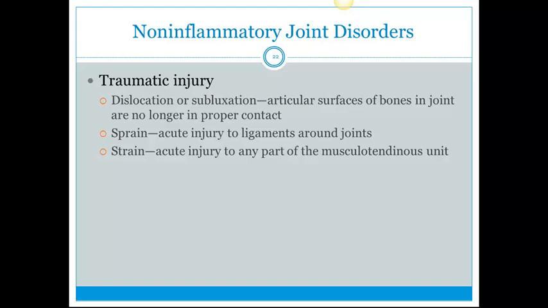Strain is an acute injury to any part of the musculotendinous unit. So meaning that strains affect tendons, and tendons attach muscle to bone. So sprains are ligaments that attach bone to bone, and tendons are in strains which attach muscles to bones. So make sure you identify the differences between those two.